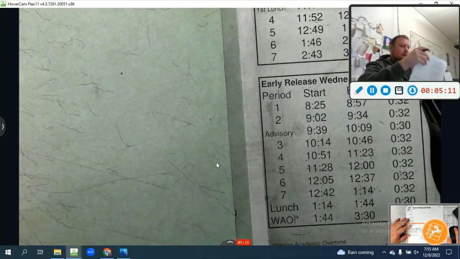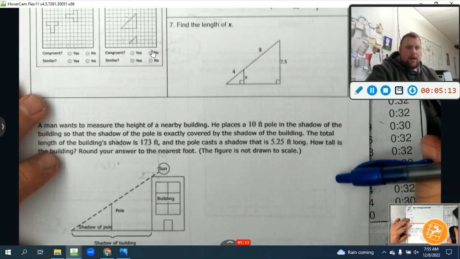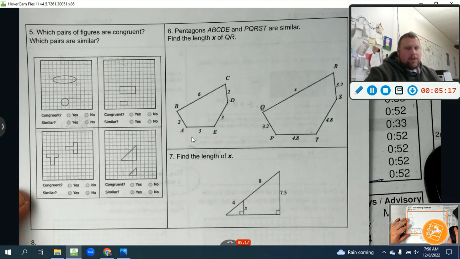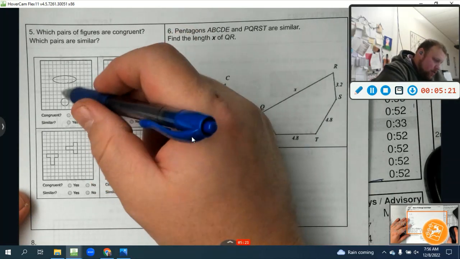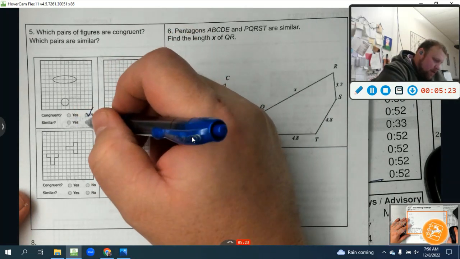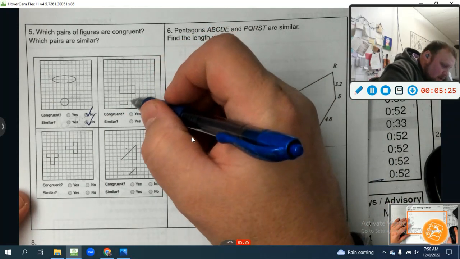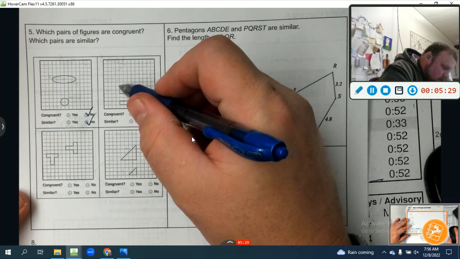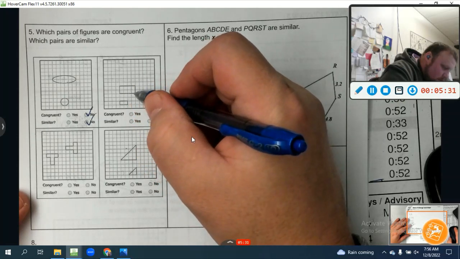Okay, let's go on the other side here. Which pairs of figures are congruent? Which pairs are similar? Congruent? No, they're not the same. Similar? Not even close. Let's see. That's a 1 by 2. That's a 2 by 1, 2, 3, 4. Those are not congruent, but they are similar.